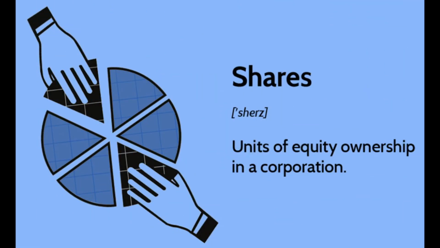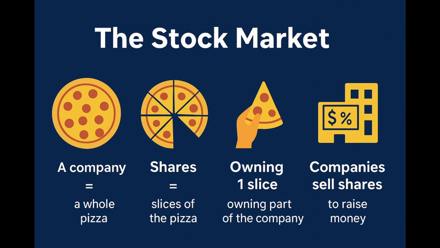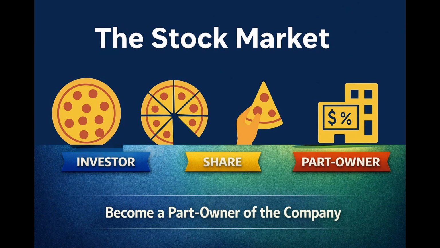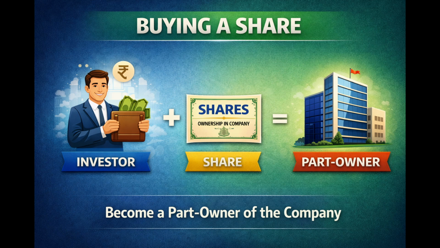A share simply means a small piece of ownership in a company. For example, imagine a big pizza. If it is cut into 100 slices and you buy only one slice, now you own 1% of that pizza. In the same way, when you buy a share, you own a small part of the company. So this buying and selling of shares of the companies happens in the stock market.